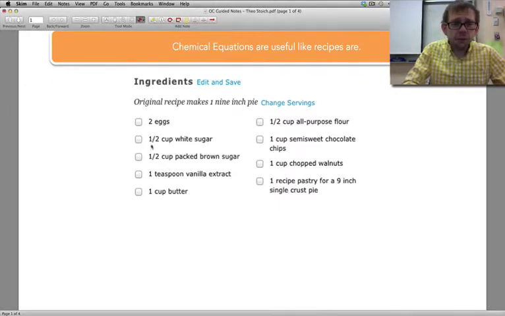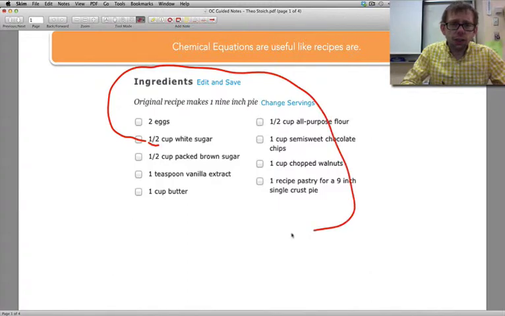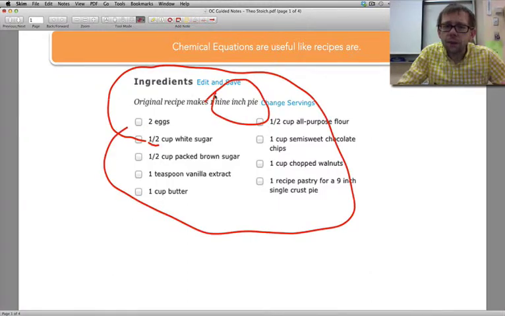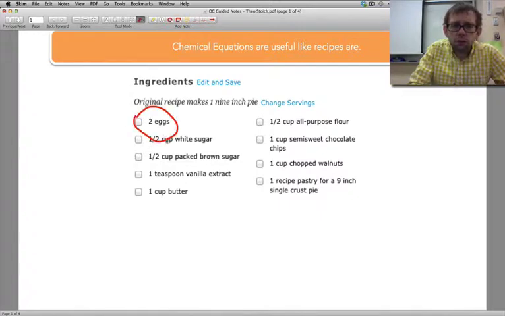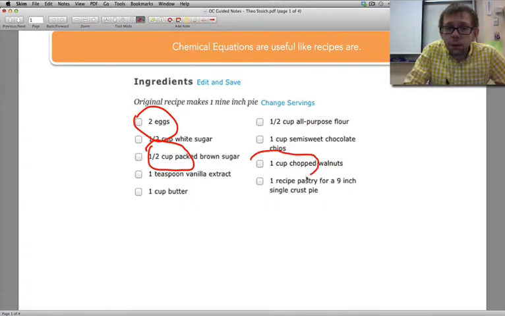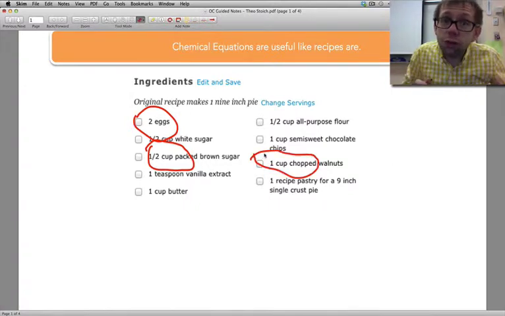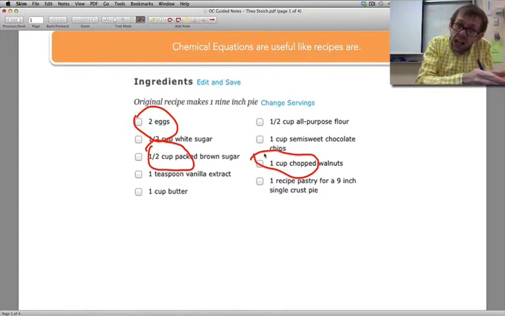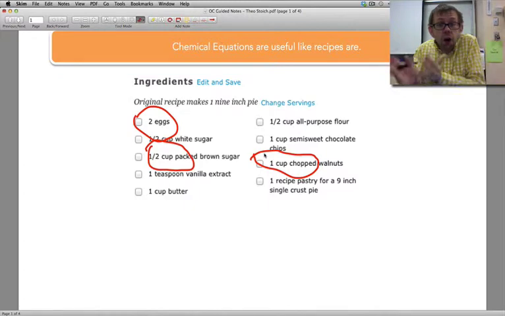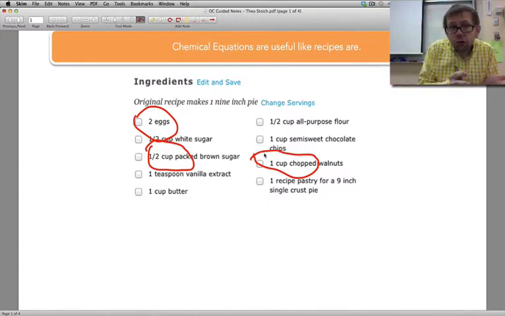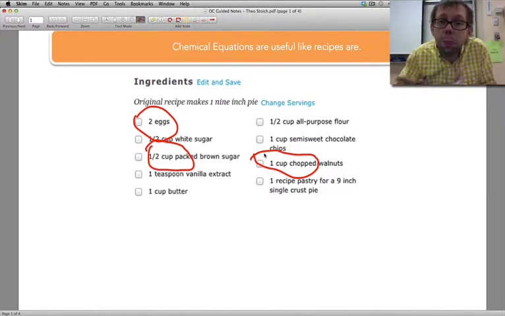Right here, I have a good old-fashioned recipe to make one 9-inch pie. So what does it take? Well, it takes 2 eggs, half a cup of packed brown sugar, and 1 cup of chopped nuts. Those are all ratios. You're ratioing how much egg you need to how much chopped walnuts you need, and how much brown sugar you need to how much walnuts you need. And all of this ratios to one 9-inch pie.